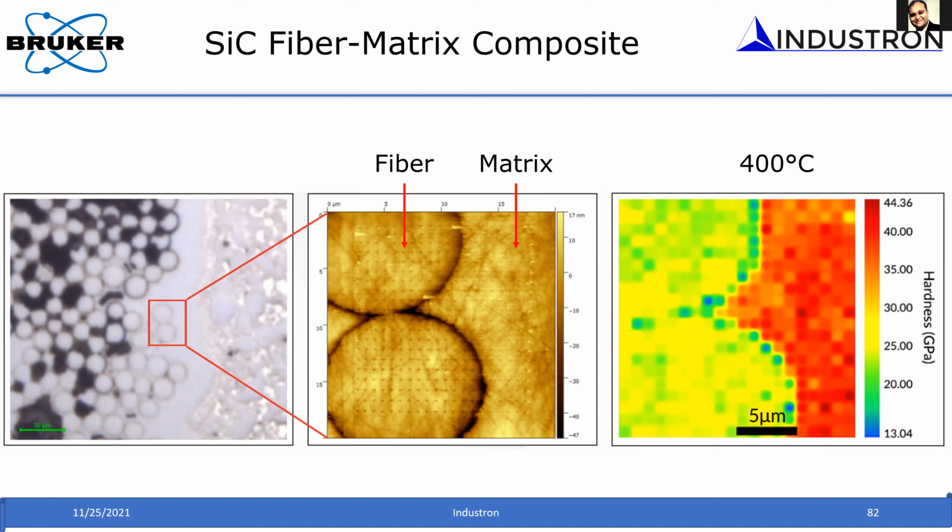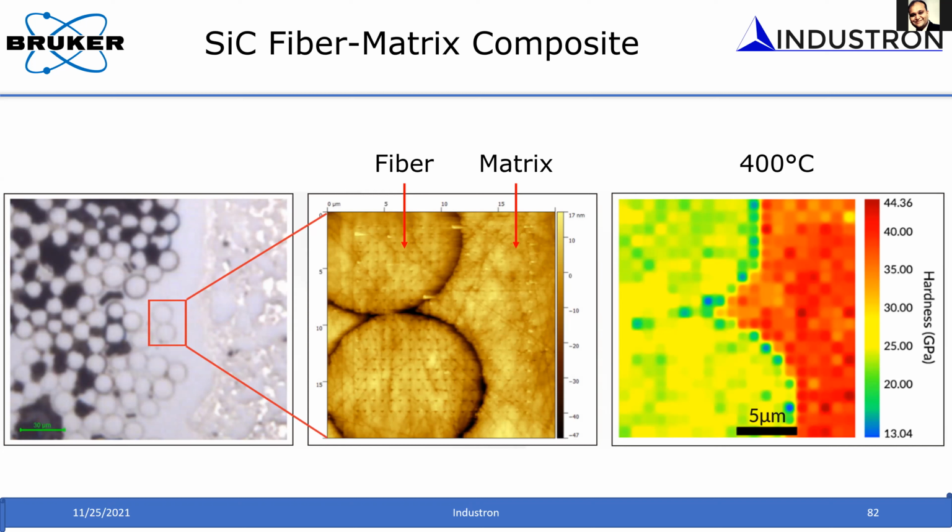So this particular heating stage allowed us to go up to 1000 degrees C, and you can also do it precisely and without any problem of drift. Okay, and this is just an example that I would like to give.